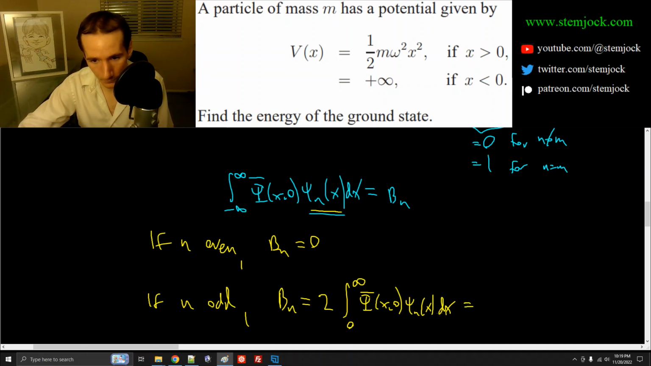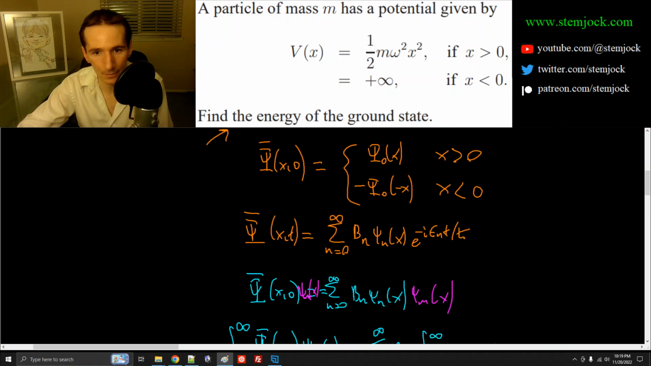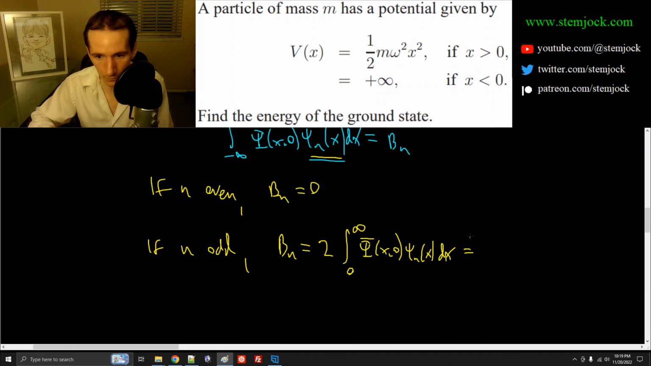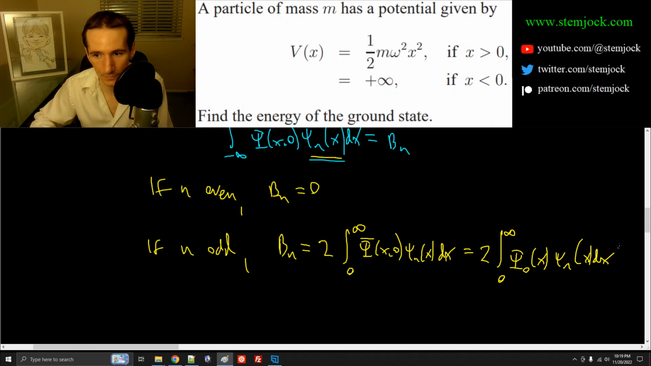And for x greater than 0, psi bar is going to be psi_0(x). So I'm just going to write it in terms of the original initial condition. So this is psi_0(x) psi_n(x) dx. So for n even, then Bn is 0.